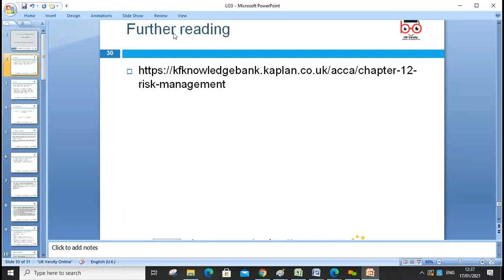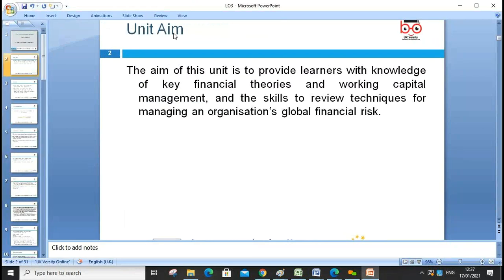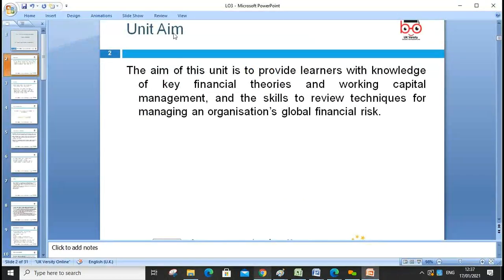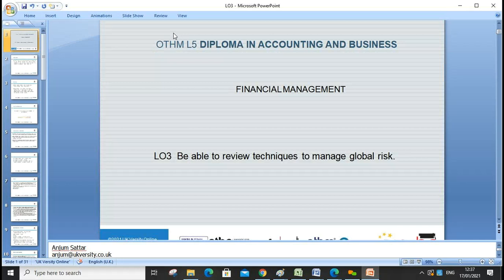Today we discussed risk and risk management, and the next lesson we will finish our unit and discuss the assignment. In the meanwhile, if you have any questions, you can send me an email. Please make sure you carry on doing background reading and work, and attending, and I hope to speak to you during the next lesson.